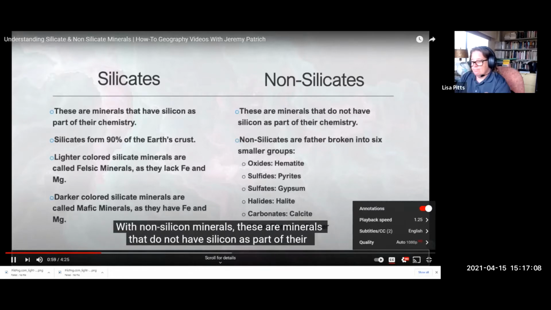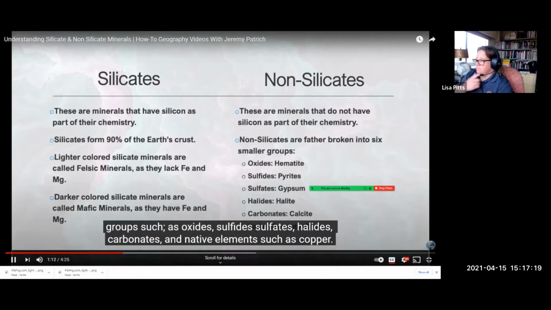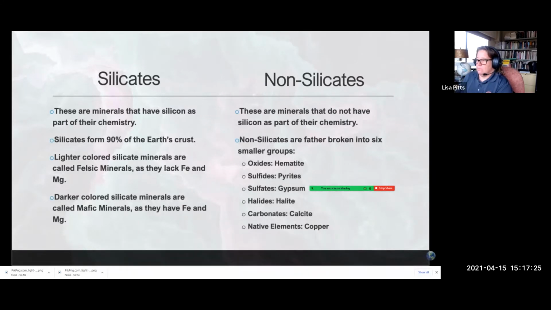Now with non-silicate minerals, these are minerals that do not have silicon as part of their chemistry. Non-silicate minerals can also be broken down further into 6 smaller groups, such as oxides, sulfides, sulfates, halides, carbonates, and native elements such as copper.